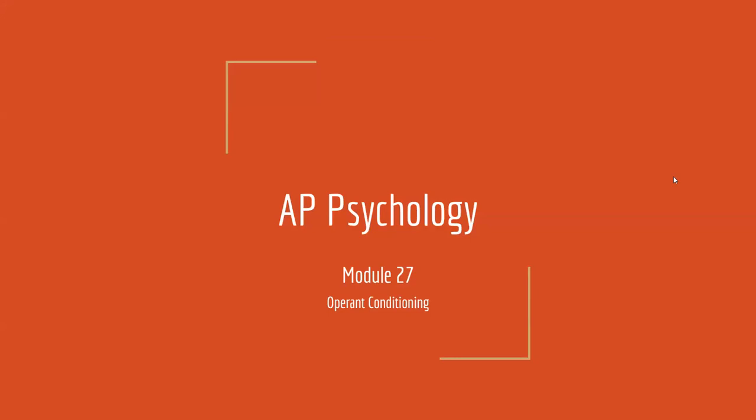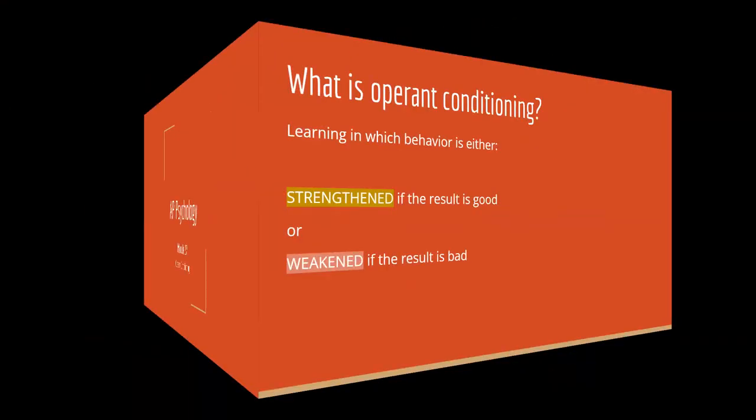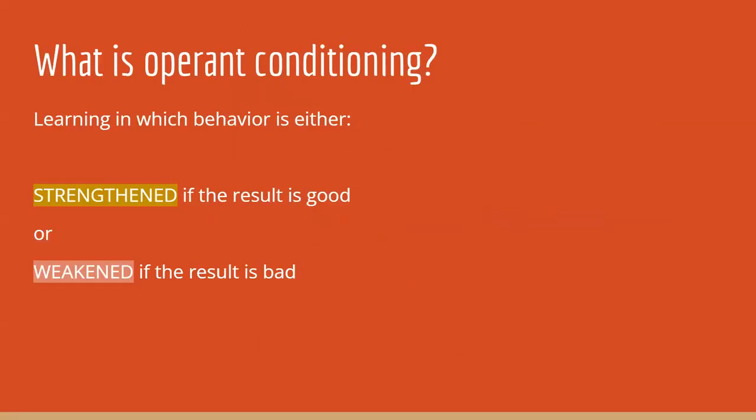We talked about classical conditioning in the last one. Now we're talking about operant. So what is that anyways? Well, it's also a form of learning, but it's learning that is either strengthened or weakened depending on the result. If it's good, it's strengthened. If it's bad, it's weakened. So it is based on a consequence.